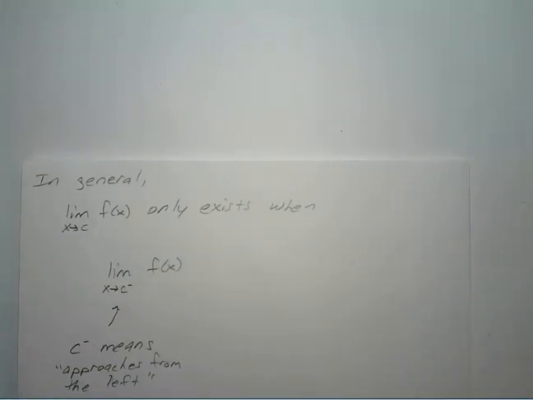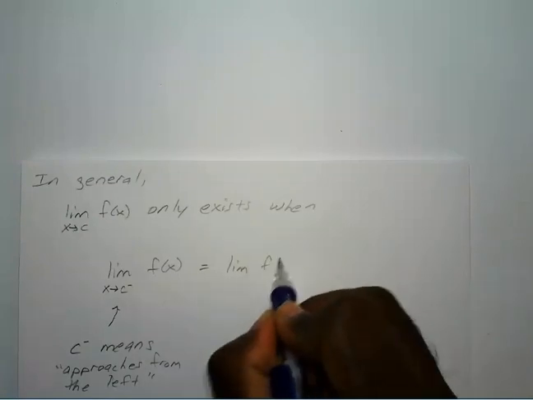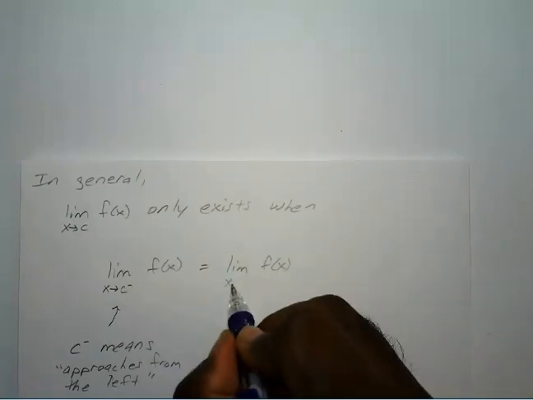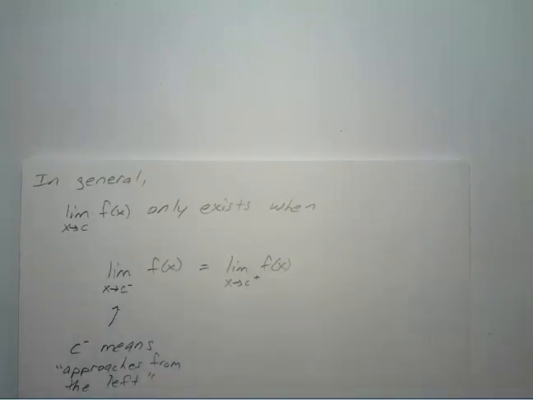And that's equal to the limit of f of x as x approaches c. If you put a little plus sign next to it, that means you're approaching from the right. So if you're approaching that c from the left, it has to equal the same as approaching that c from the right.